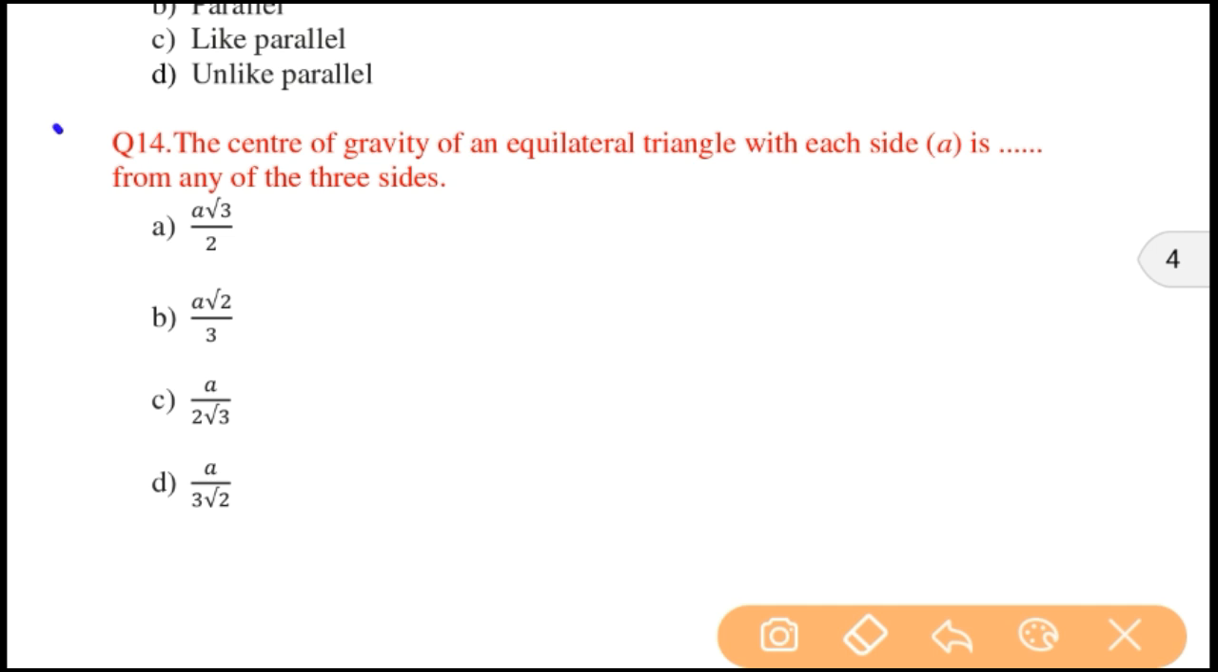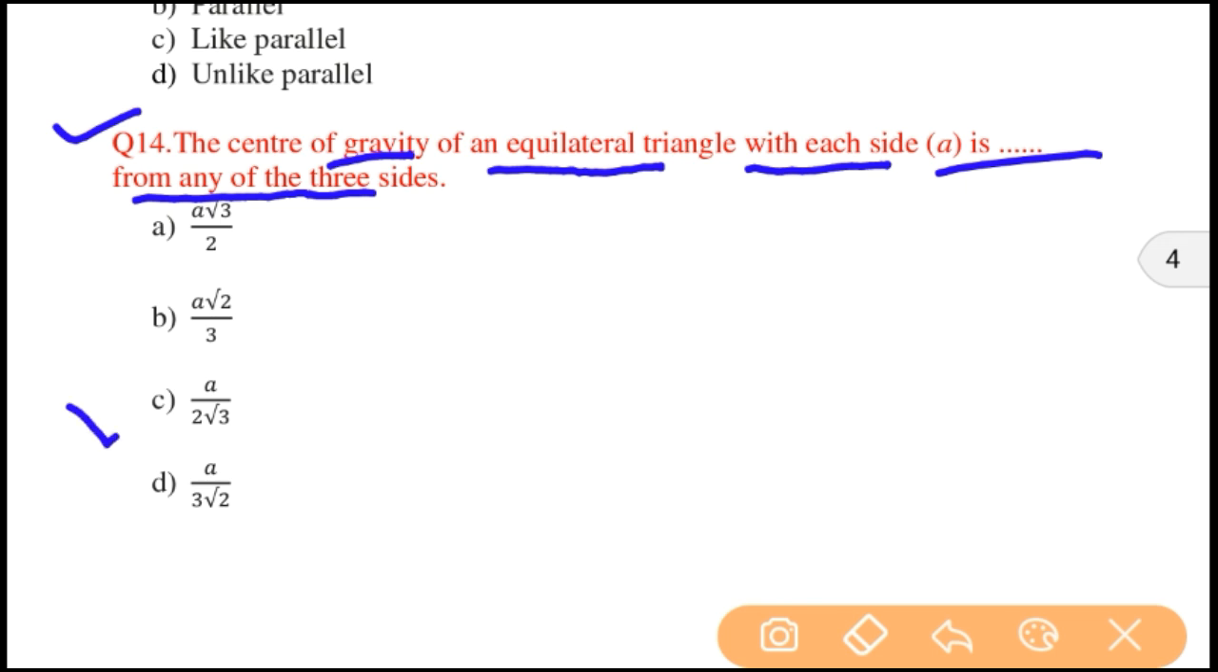In the next question, the center of gravity of an equilateral triangle with each side A is dash from any base of the three sides. This is a direct question which is already derived. So the correct answer is option C, that is A divided by 2 root 3. You have to remember this.